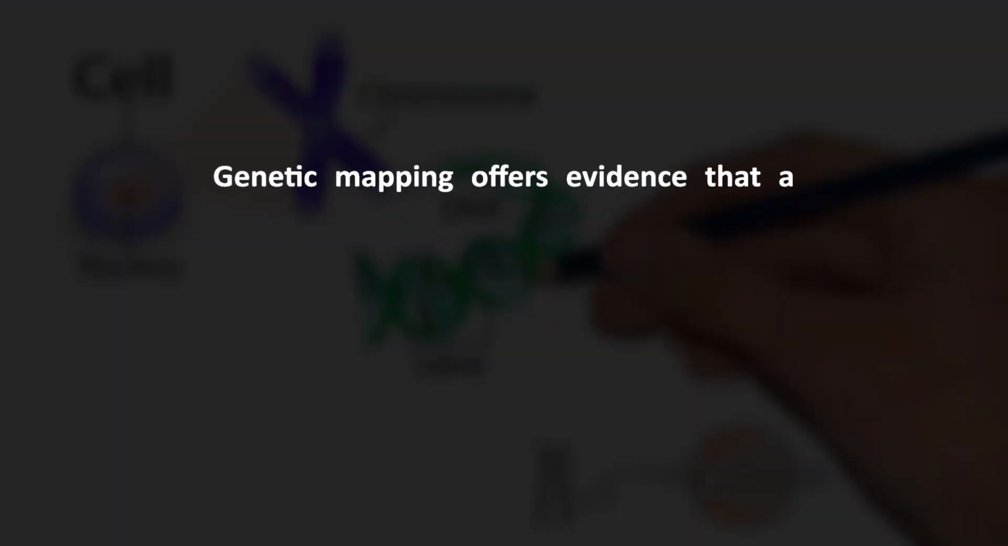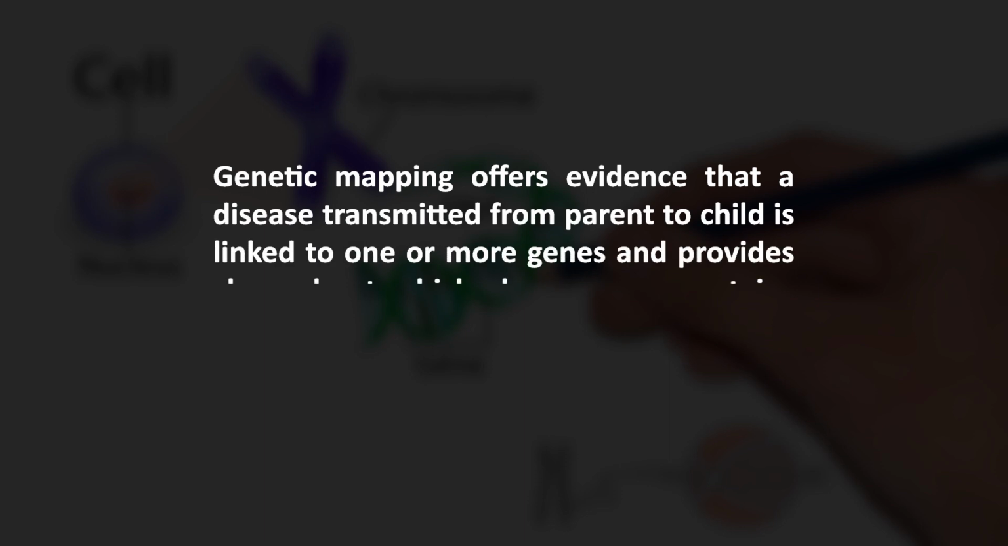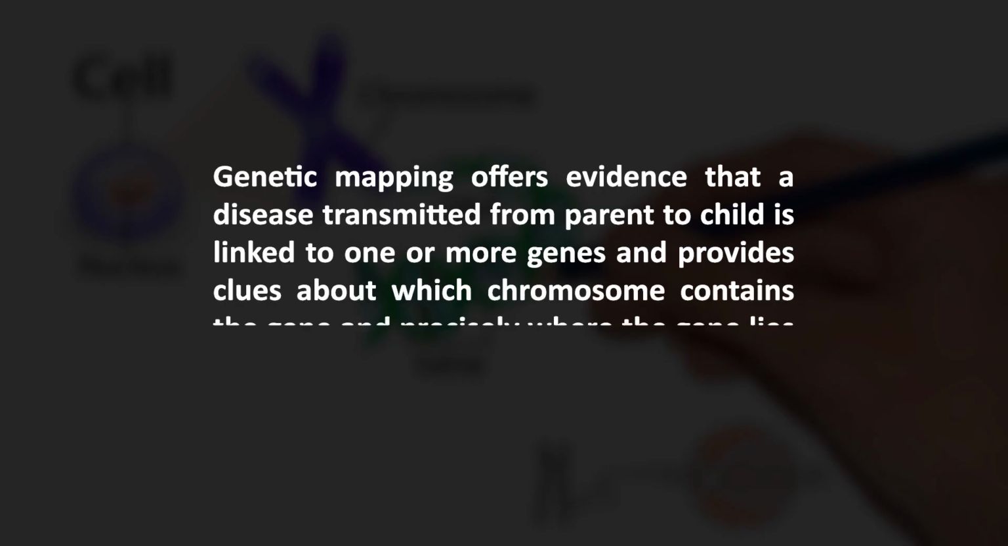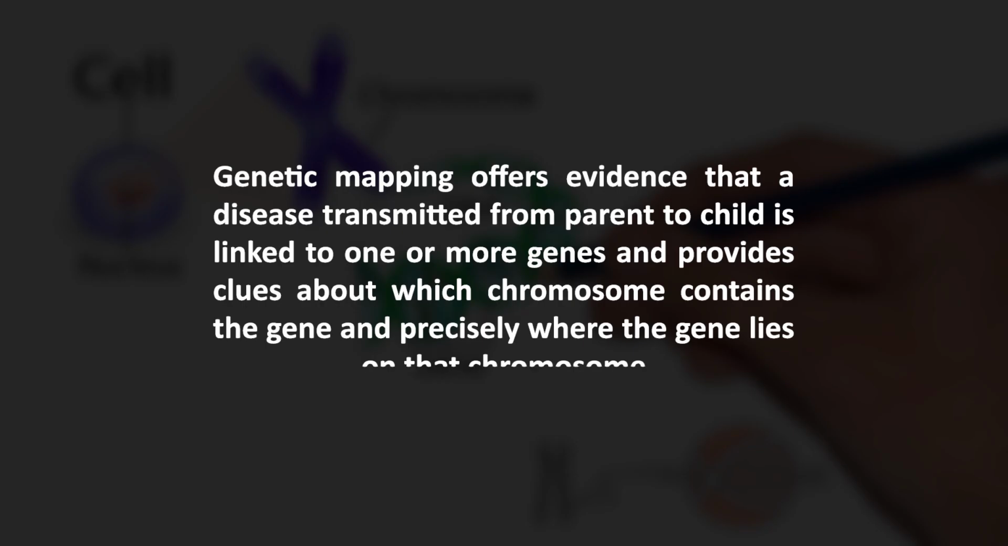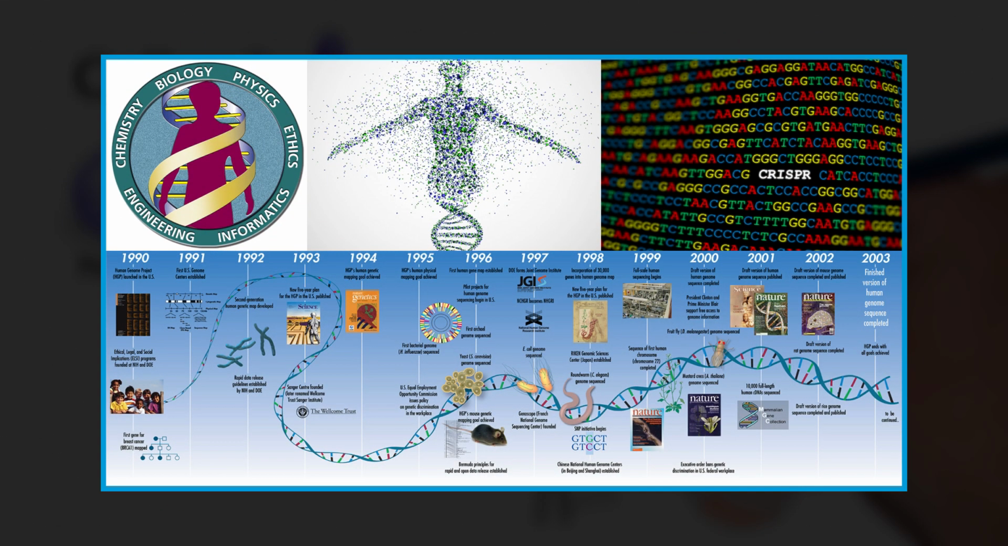In some areas of study, the genetic mapping contributes to the creation of new recombinants within an organism. Genetic mapping offers evidence that a disease transmitted from parent to child is linked to one or more genes and provides clues about which chromosome contains the gene and precisely where the gene lies on that chromosome. Among the main goals of the Human Genome Project was to develop new, better and cheaper tools to identify new genes and to understand their functions. One of these tools is genetic mapping.